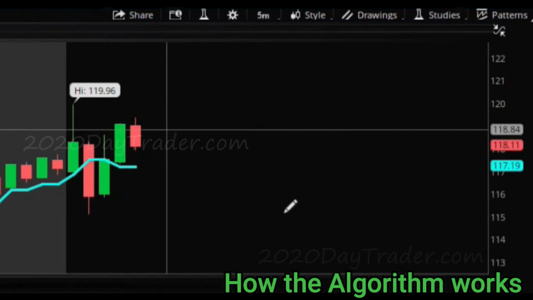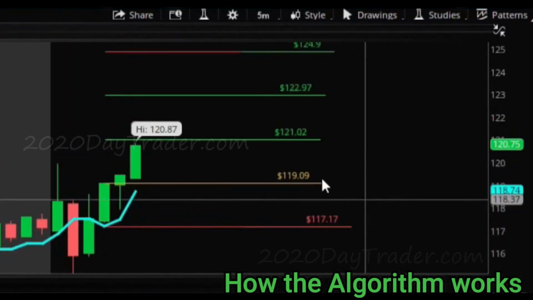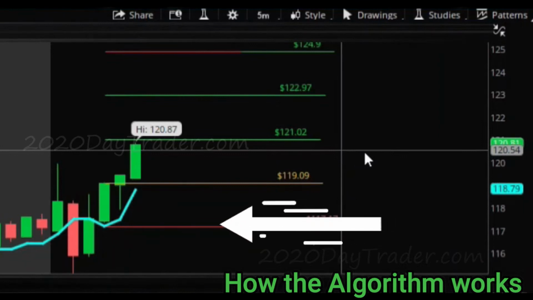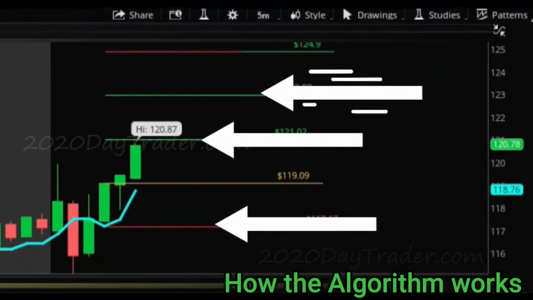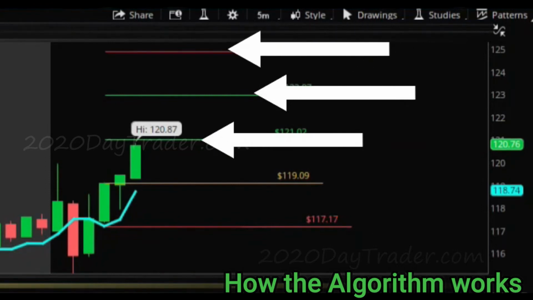Okay, so once the algorithm has switched and confirmed, it gives me my stop if I'm wrong, and it also gives me my targets if I'm right. There's 1, 2, and 3 right here, and sometimes I get even more than that.